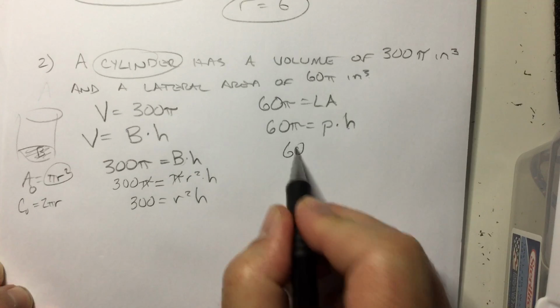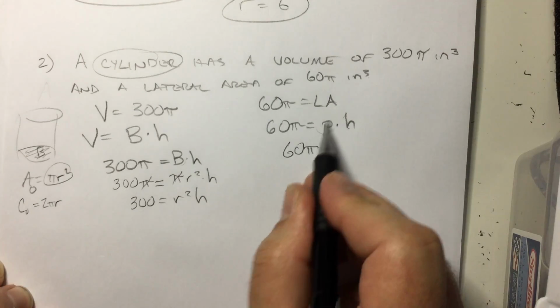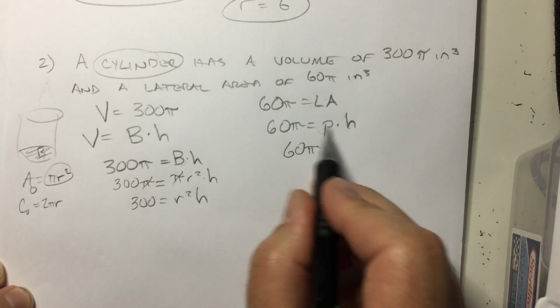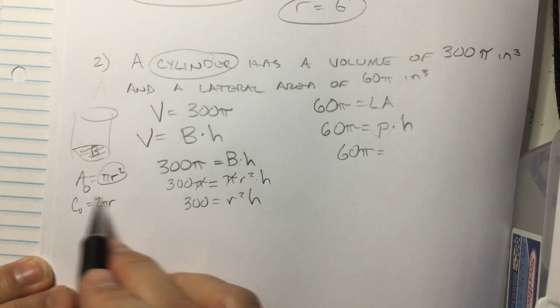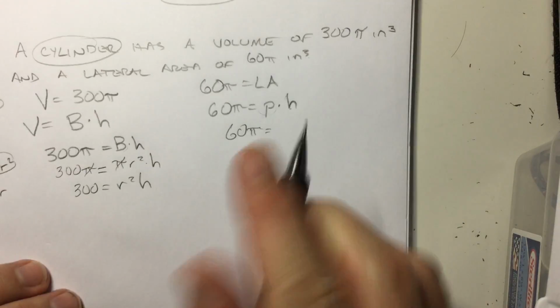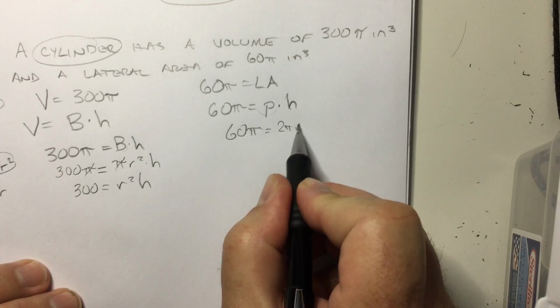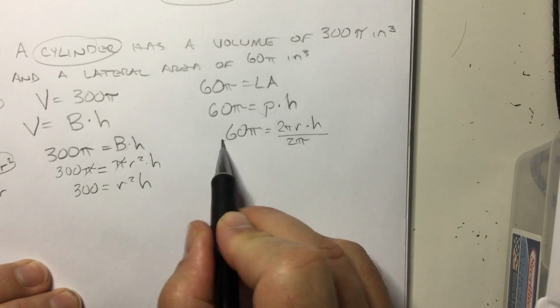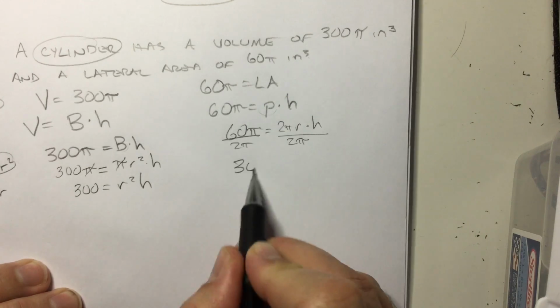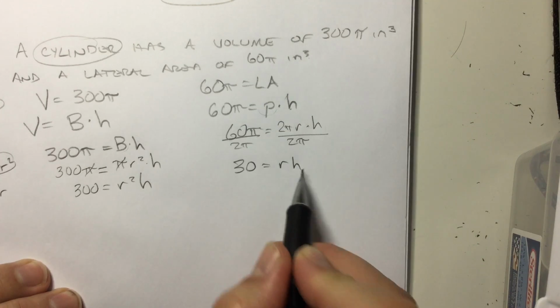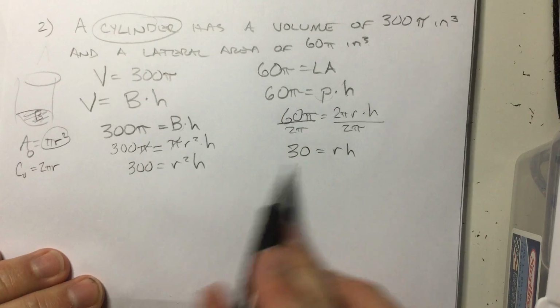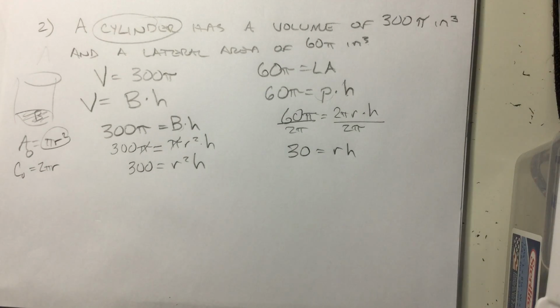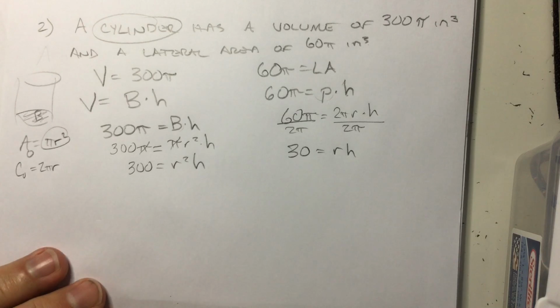And over here I've got 60 pi is equal to, instead of p, which is the perimeter around the outside of the base, I know that that's really called a circumference when it's a circle. So I'll replace p with 2 pi r times h. In this case I can divide by 2 pi. And I get 30 is equal to rh. So now I've got 2 equations in 2 variables. They're simplified. How do I solve them? I need to put them together somehow.